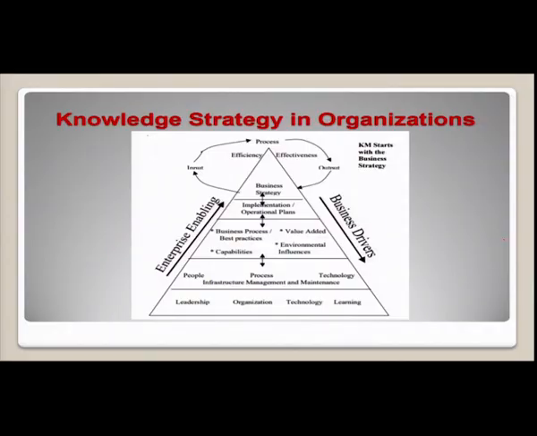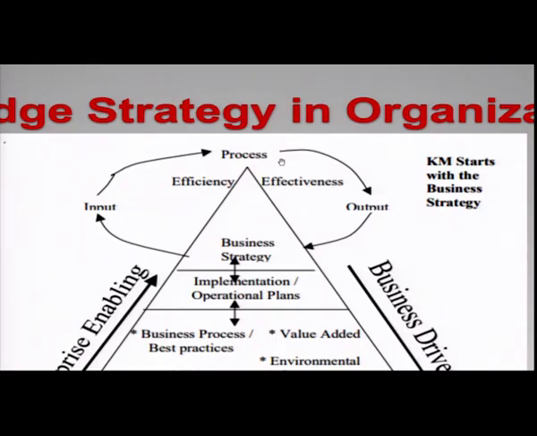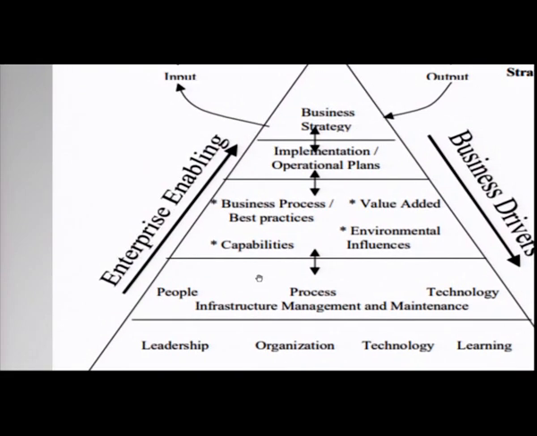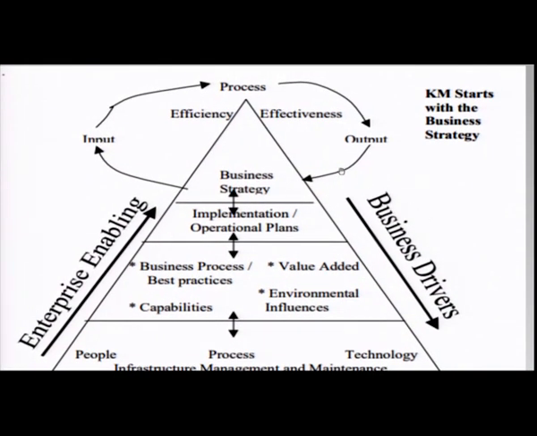So, this is how knowledge management is being carried out in organizations. Now, let us see how the knowledge strategy is being developed or used in organizations. As far as the knowledge strategy is concerned, it all depends upon this triangle. At one end of the triangle is enterprise enabling, and the second part speaks about the business drivers.